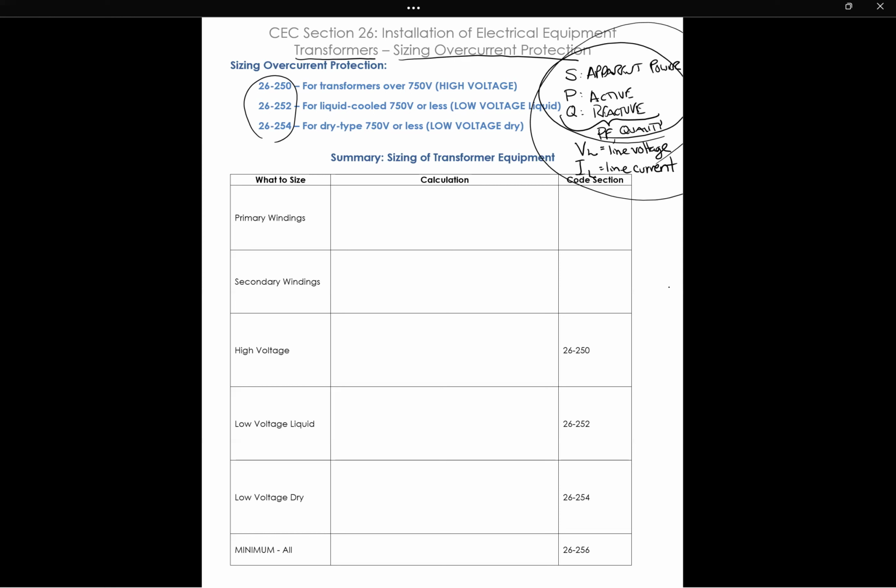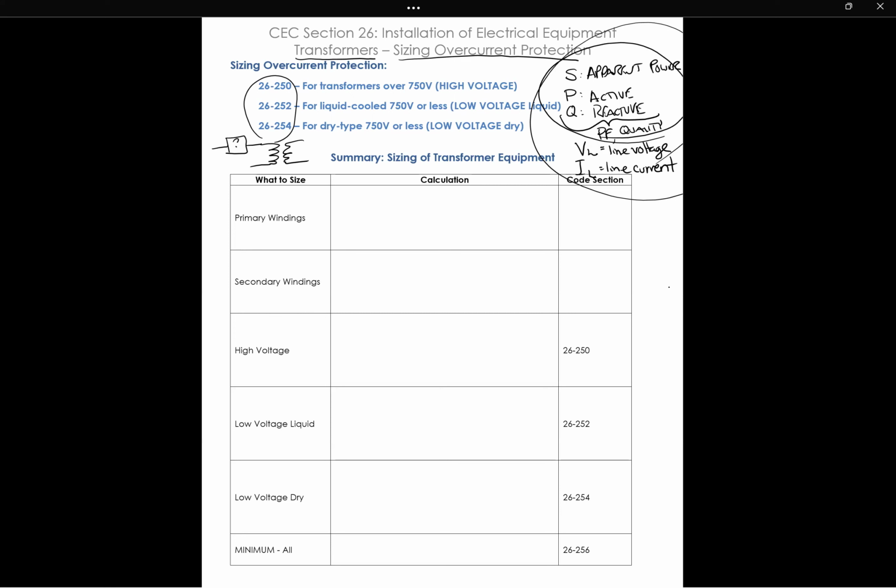So what we have to do in these sections, 250, 252, and 254, is we have to calculate the fuses and the breakers that are going to go before the transformer. So we're going to say what has to be in this box as overcurrent protection on the primary side of this transformer, so that I can take it out of its circuit if I need to. In order to be able to do this, here's what you have to do. Let me summarize all of the calculations for you.